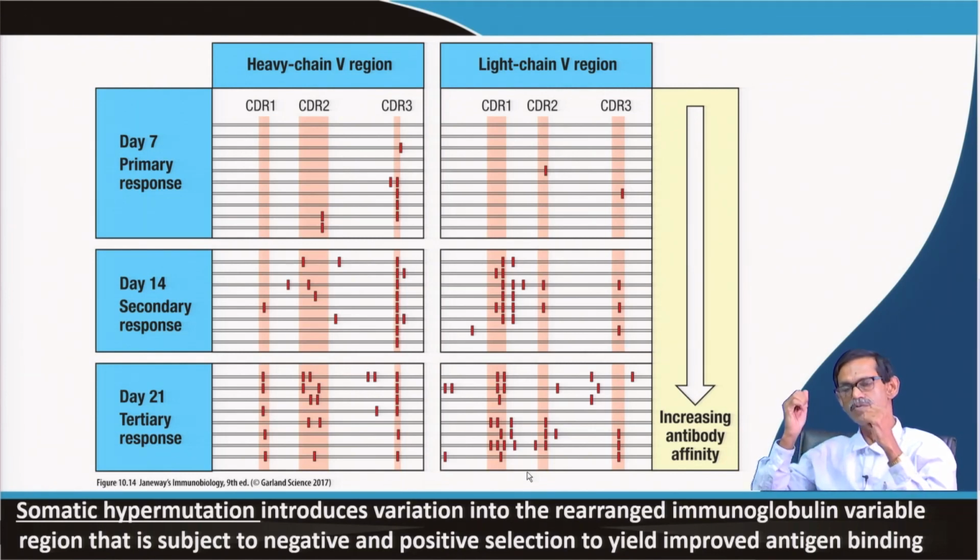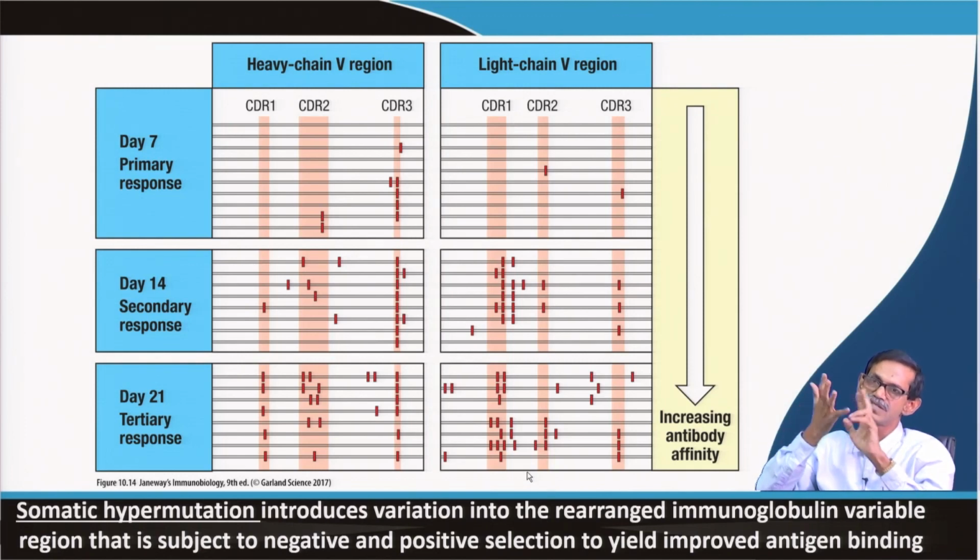Like, say, if glutamic acid is converted to aspartic acid, not much will change, because both are acidic. Similarly, a hydrophobic to hydrophobic substitution will not make much change. But suppose one acidic amino acid is replaced by a basic amino acid, definitely it will be a big change. So, one amino acid change in the binding or interacting site of the antibody is very important.